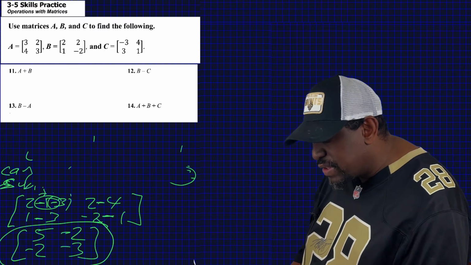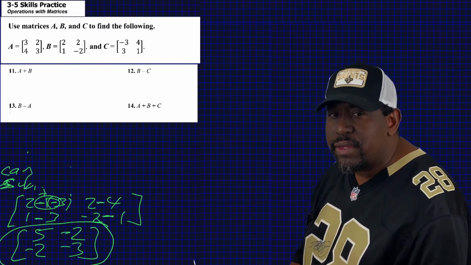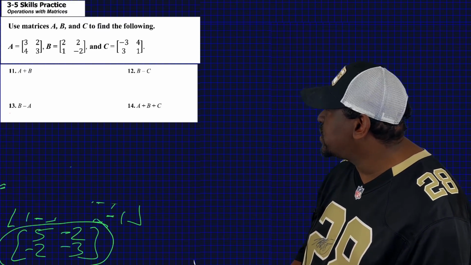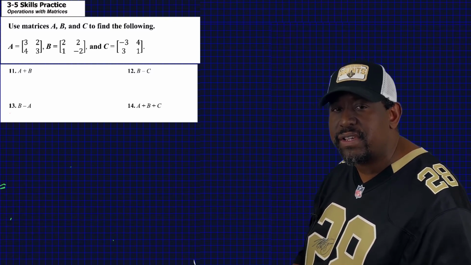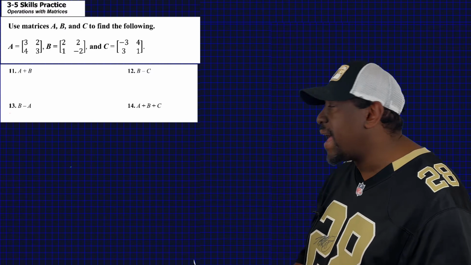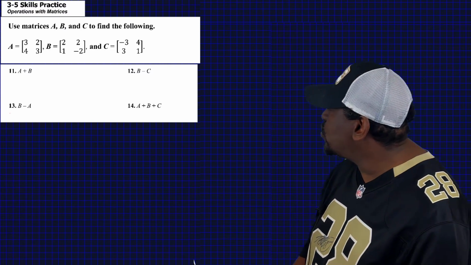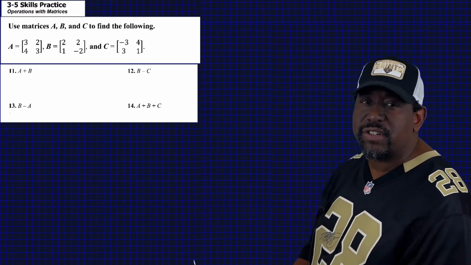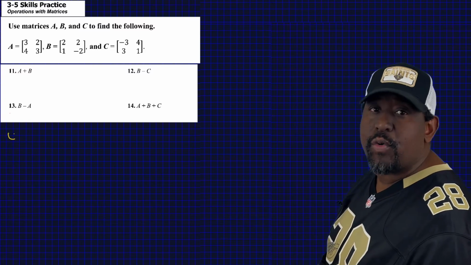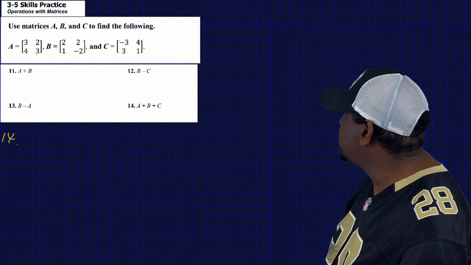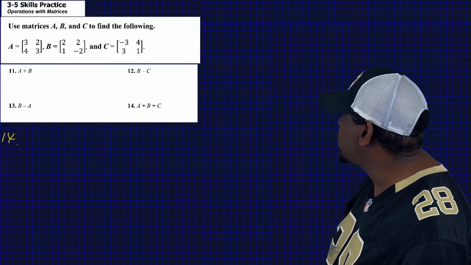So again, the more of these you do, the more confidence you get. As you can see, we do the same concepts over and over. We want to check the dimensions before we figure out if we're going to add or subtract. And those processes never change, no matter what type of matrices you deal with. So now we're going to get to our next problem here. We're going to do number 14.